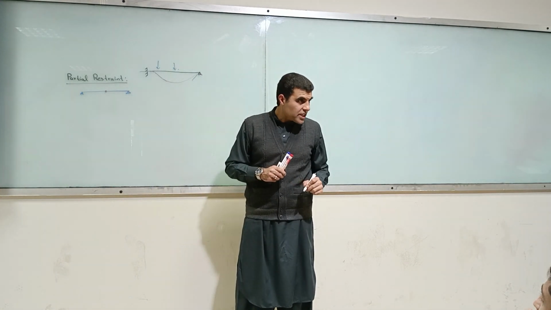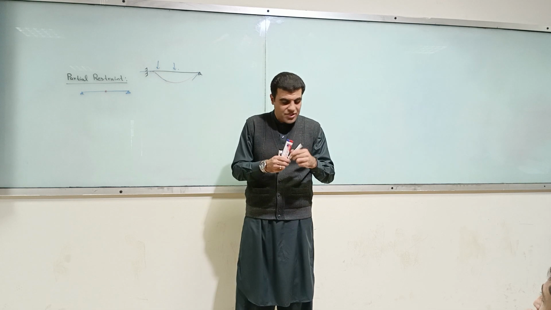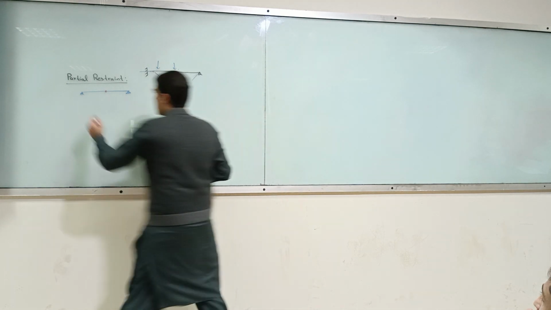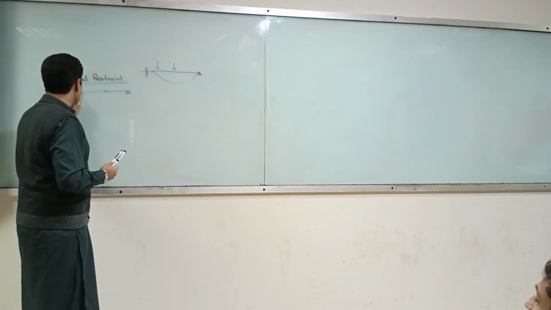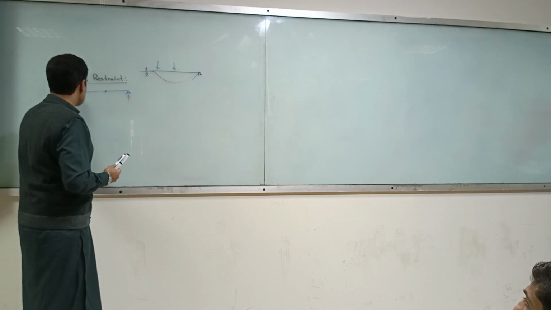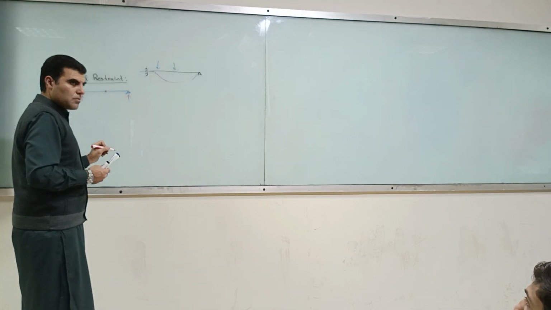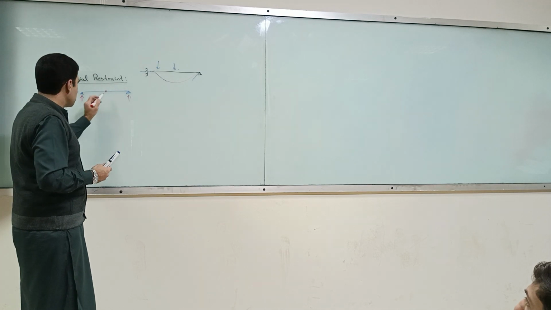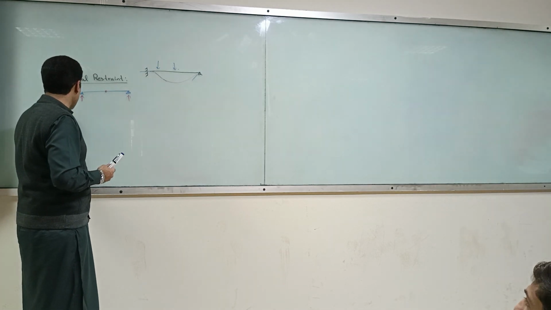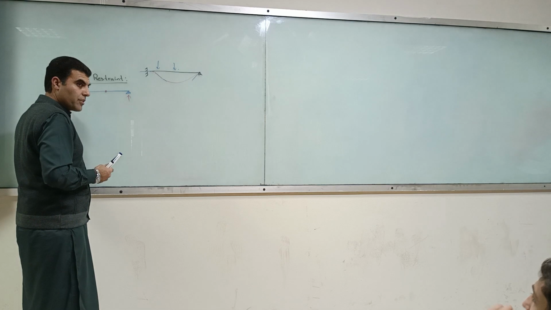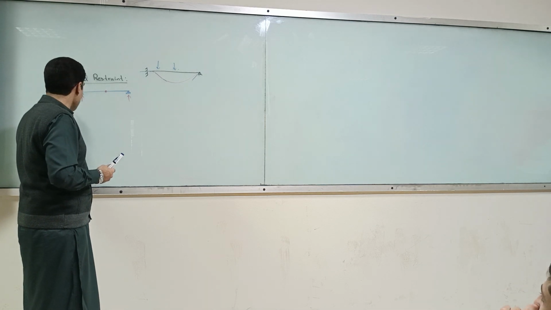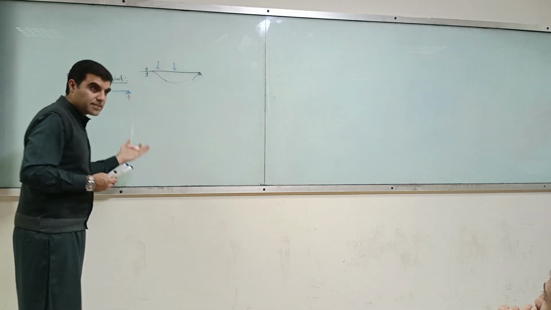Sir, but the reactions are equal to equations. No, the reactions are not equal to equations. How do you say reactions are equal to equations? What reactions? You have got three unknowns. Four unknowns. This is a pin, so you have got four equations. And the number of unknowns is 3. So this is an unstable structure.